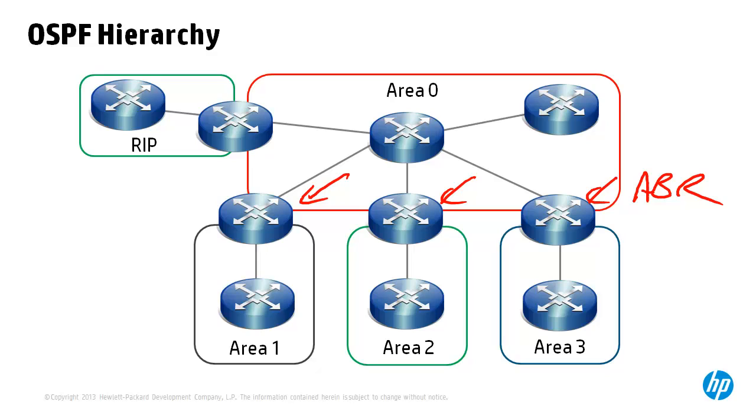They have interfaces in multiple areas. These routers are known as internal routers. They are internal to an area. This router is known as an autonomous system border router. It connects OSPF to an external autonomous system or routing process, in this case RIP.